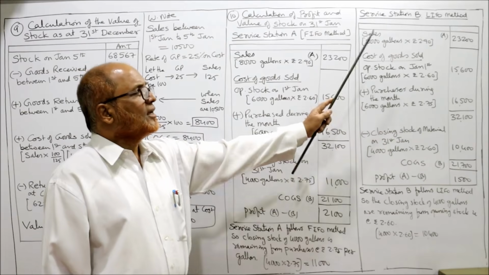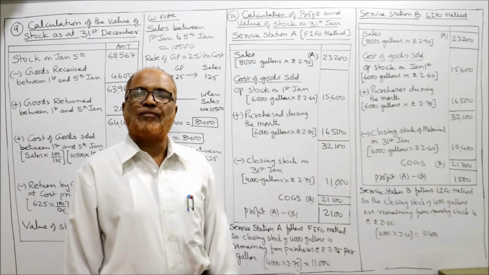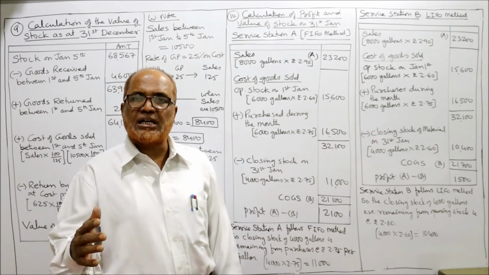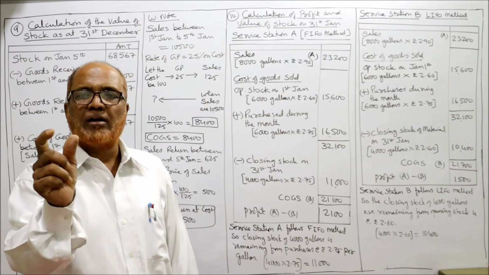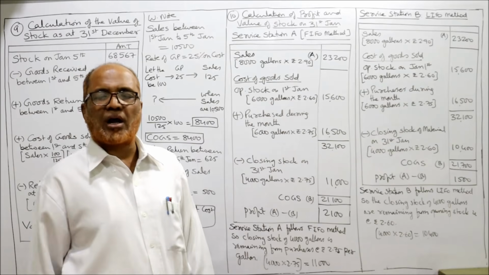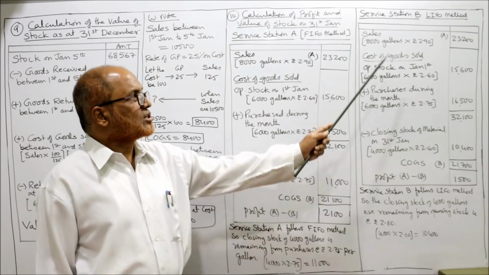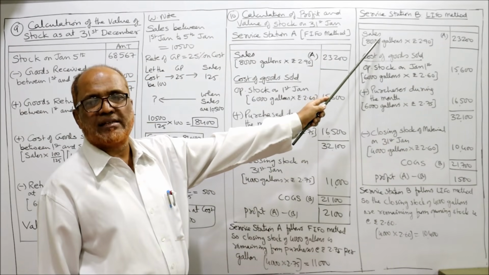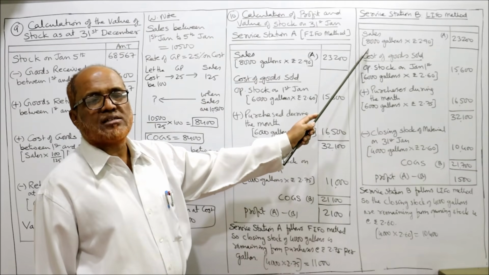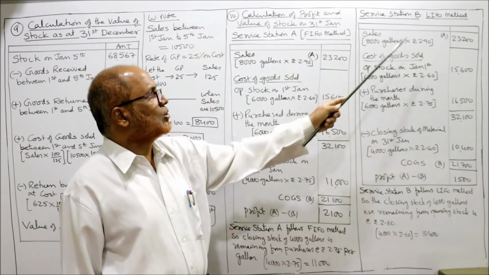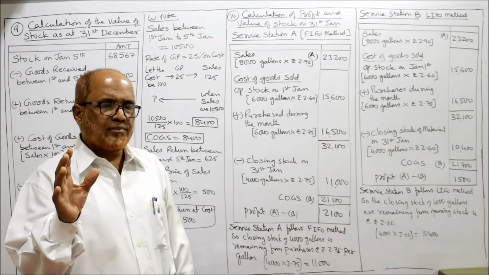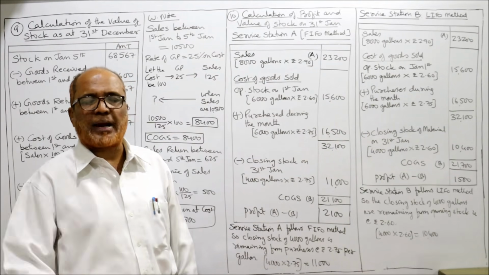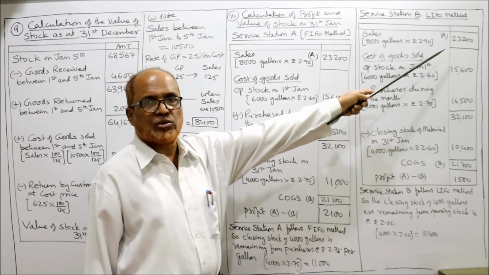Now, service station B, it follows LIFO method, last in, first out method. Only closing stock value will differ. All other values are same. So first of all, service station B, sales. 8,000 gallons are sold at rupee 2.90, both same. Both the service stations sold the gallons at the same price, 2.90, 23,200.